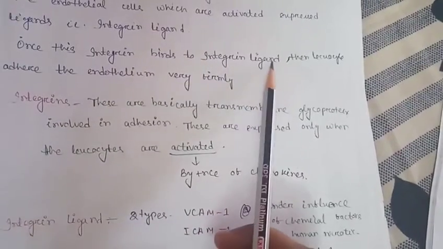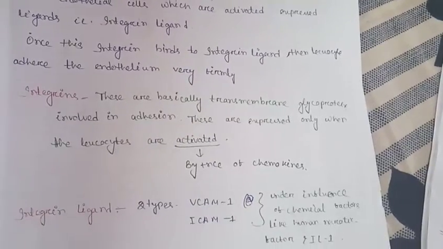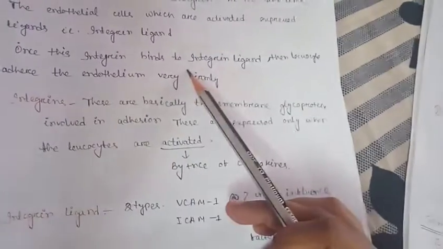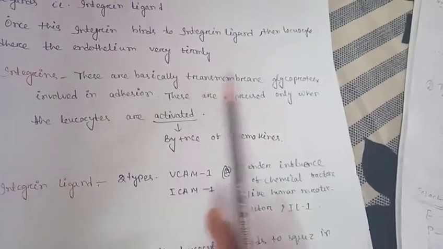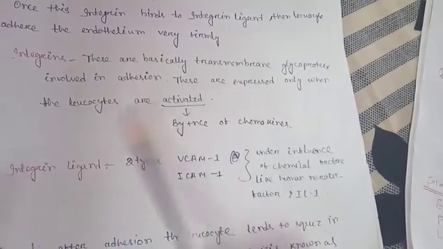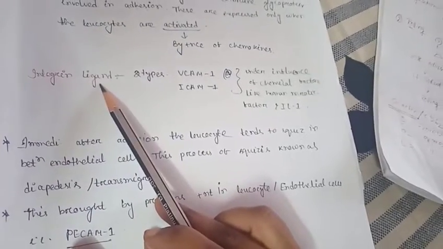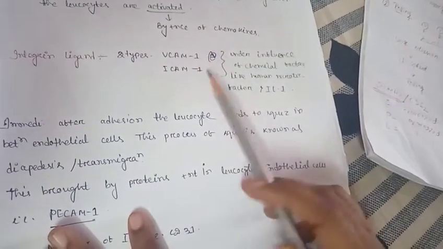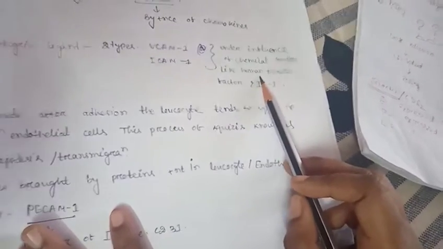Integrin means what? Once the integrin binds to the integrin ligand, the leukocyte adheres to the endothelium very firmly. Whereas in the rolling case, we see loose adhesion, in the integrin case the adhesion is firm. What is integrin? These are basically transmembrane glycoproteins involved in adhesion. These are expressed only when leukocytes are activated by the presence of chemokines. We discussed the types of integrin ligands, that is ICAM and VCAM, which are present in the endothelium under the influence of chemical factors, that is tumor necrosis factor and IL-1.